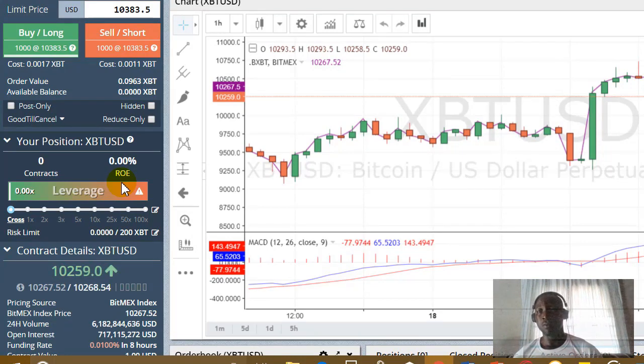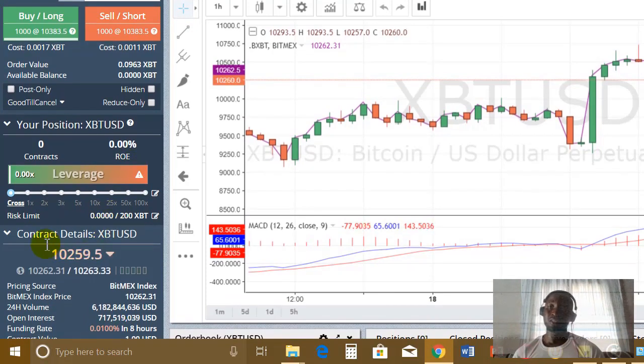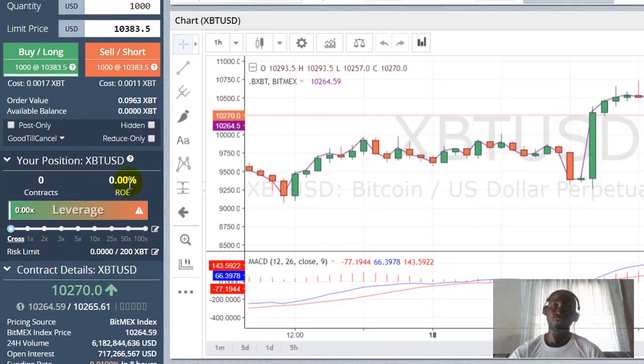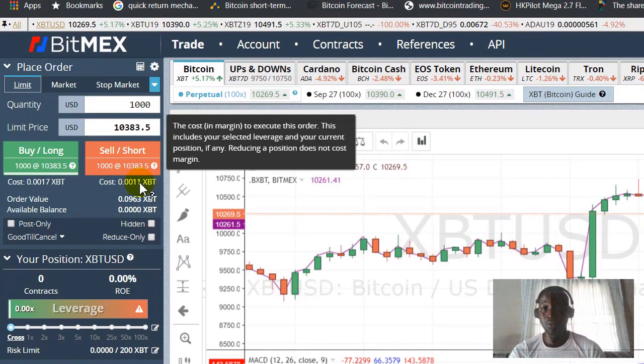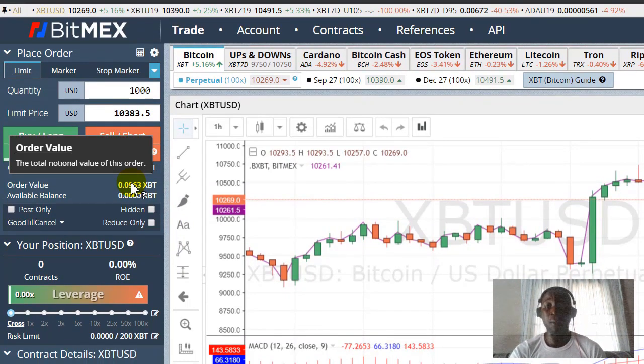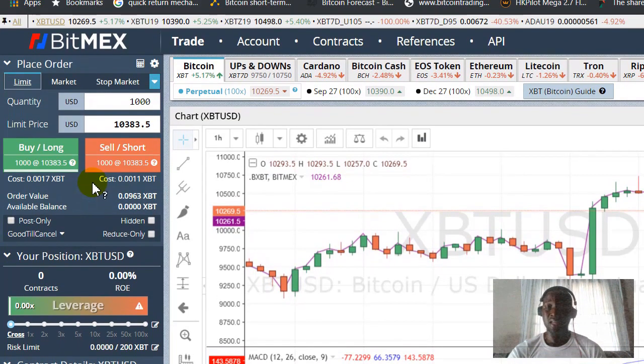What I mean is, if you're using cross leverage, once it hits that price, all the money in your account is gone. But if you're using 1x or 2x or 3x, it's only going to affect a percentage of what you actually inputted to trade. So it's not going to affect all the money you have in your account. Let's say I traded with 0.001 XBT. That is the only amount of money I'm going to lose if it hits my liquidation price. But if it doesn't hit my liquidation price, then I can have more profit.